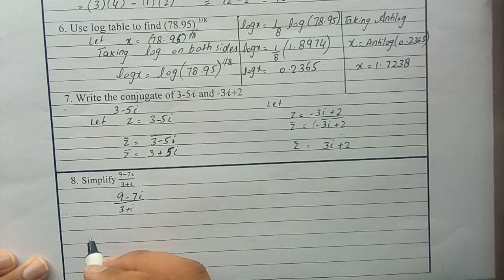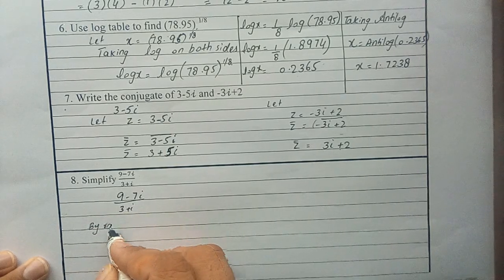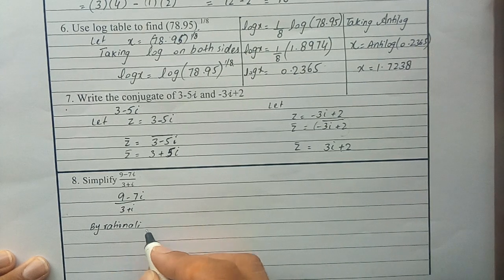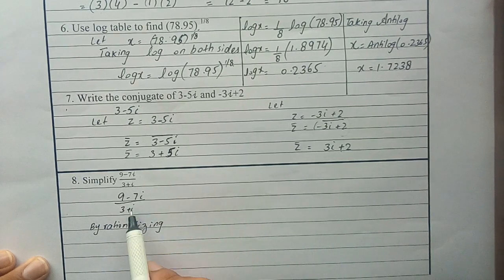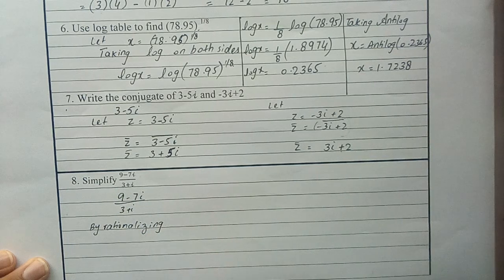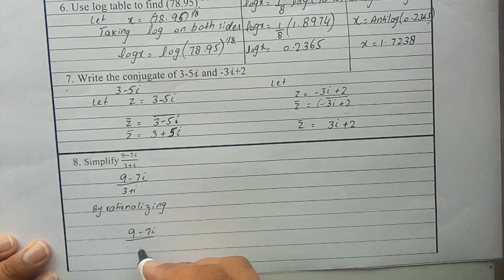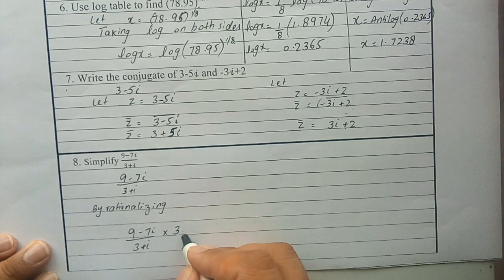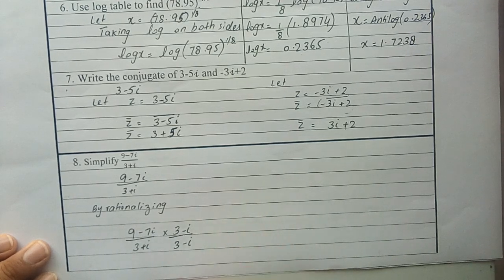Question number 8: simplify 9 minus 7 iota over 3 plus iota. Here we are given two complex numbers, 9 minus 7 iota and 3 plus iota. For this question, we have to rationalize the denominator. How do we rationalize? We multiply with the conjugate of the denominator, that is 9 minus 7 iota over 3 plus iota multiplied by 3 minus iota over 3 minus iota.